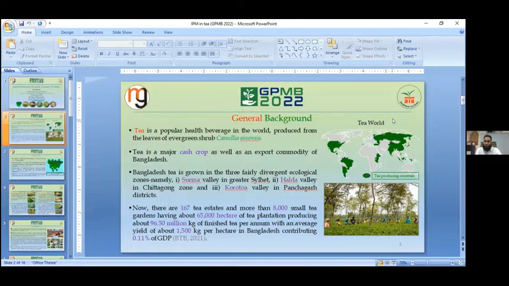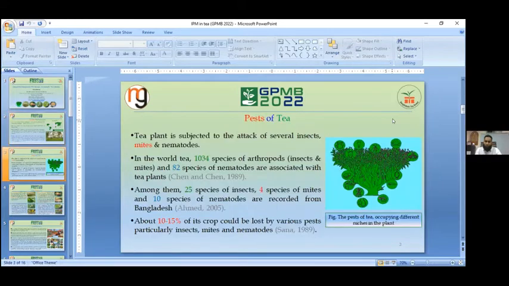Here we can see a picture of the tea world, and green indication means the tea producing countries of the world. Now there are 51 countries producing tea, and the picture below is our pictorial scenario of Bangladesh tea. Now we discuss the pests of tea.